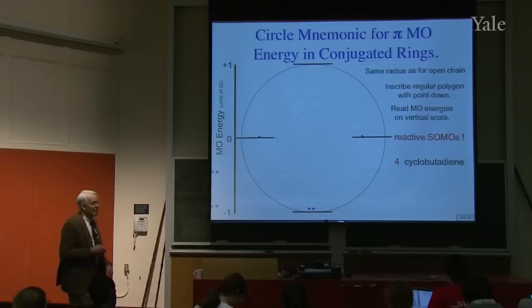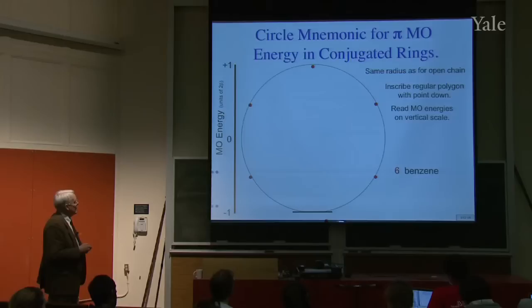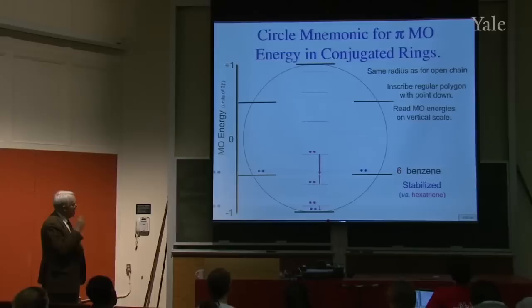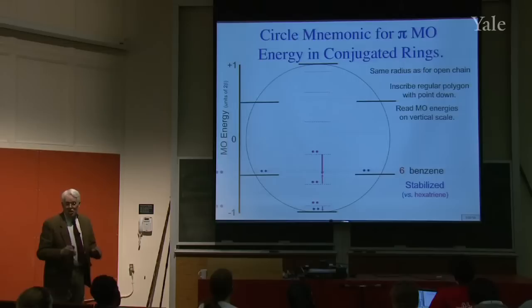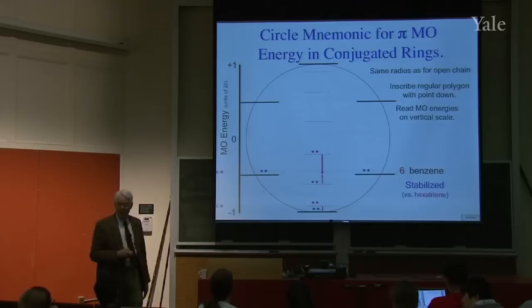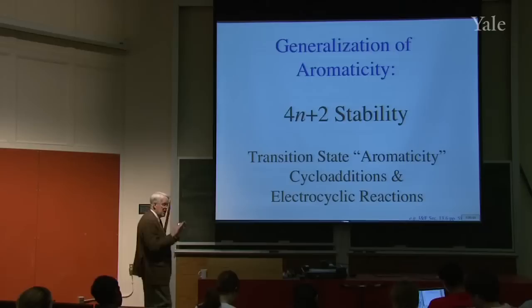Okay, now if you have benzene, you have six, and they look like that, right? And now we have six electrons to put in, and we compare it with hexatriene as a chain, which has that. And now you notice these went down a little, these went down a lot, these went up, but not very much. So this is where we got that 30 kilocalories of special stabilization in benzene, right? A really good example of aromatic, right? So 4n plus 2 is the number of electrons in a ring that will give special stability, because there'll be more going down than going up.